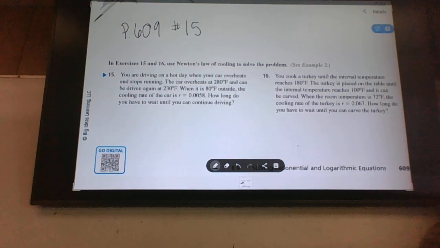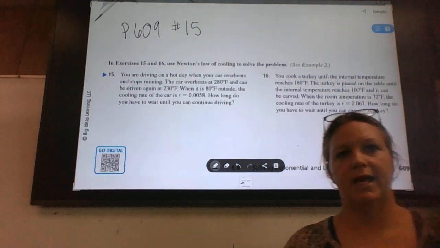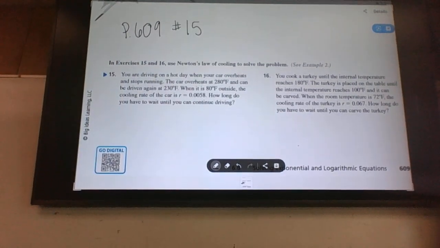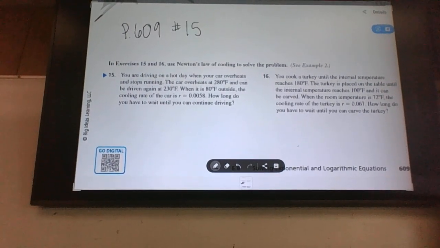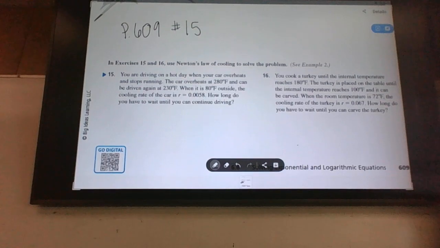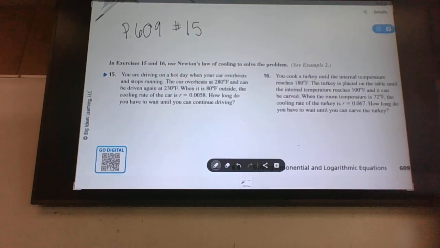Alright, you're driving on a hot day and the car overheats. This will happen to older cars. It's not really that uncommon. So if you're ever driving a 15-20-year-old car, it happens from time to time. You put coolant in the car to help it cool, and sometimes it needs a new radiator.